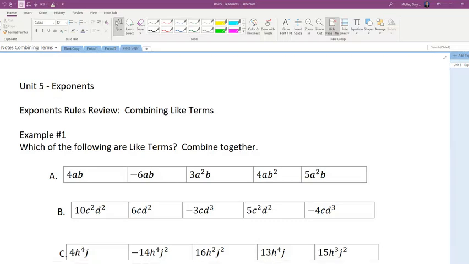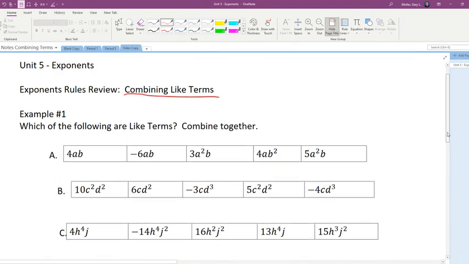All right, in this first section of Unit 5, we're going to be talking about exponent rules review. And what we're really going to be talking about is combining like terms. Now, we've combined like terms all year long, so this is nothing new exactly, but it is maybe with a little bit more of a difficult twist.